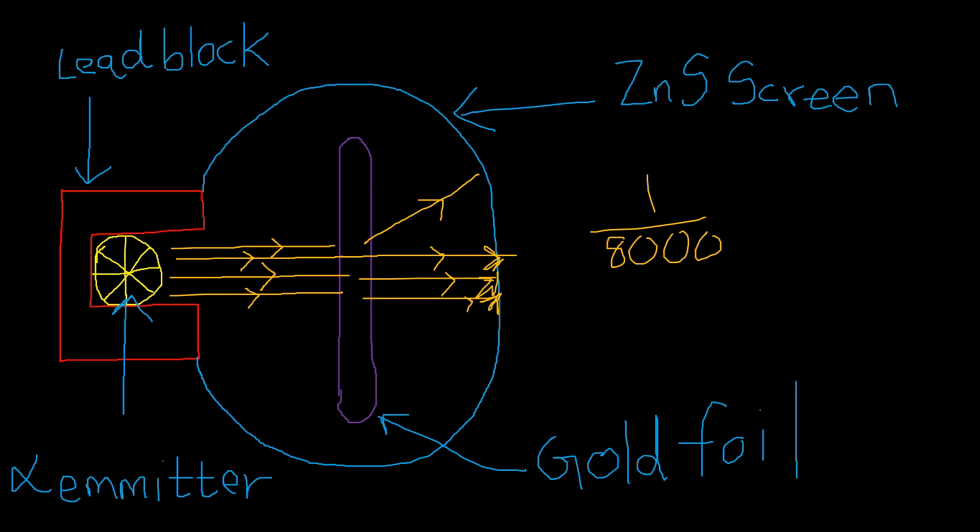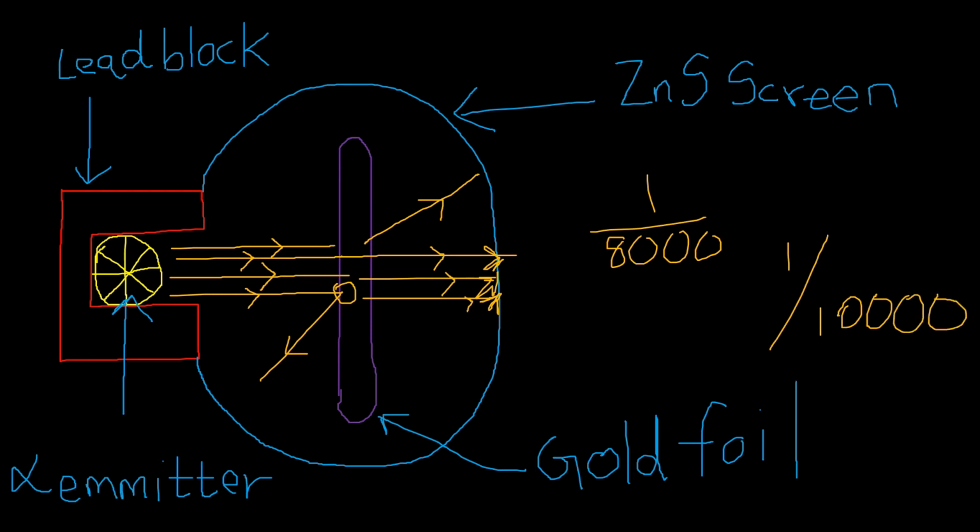And there is also another type of motion here. Some particles can stop right at this place and bounce back. And this is somewhere like 1 in 10,000.